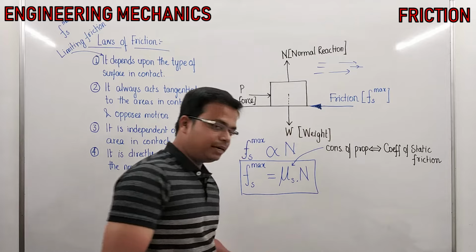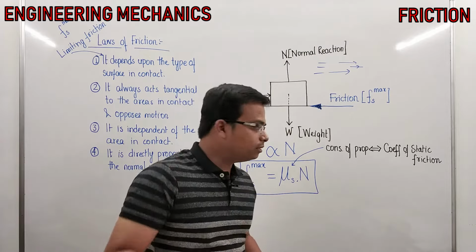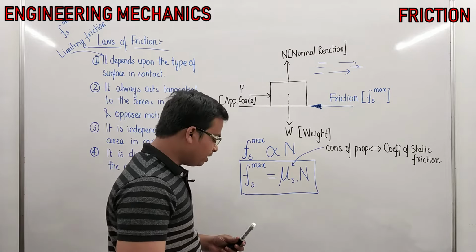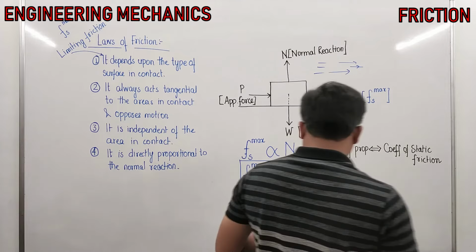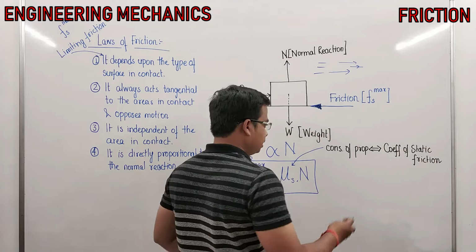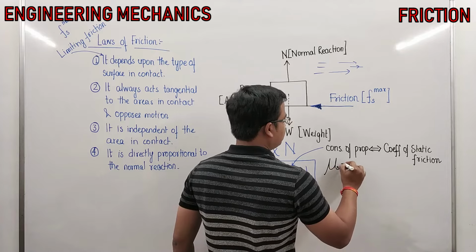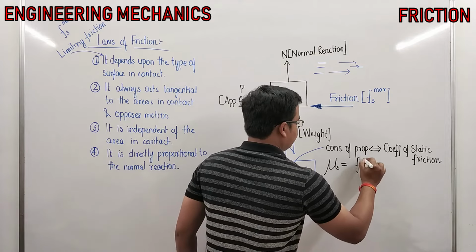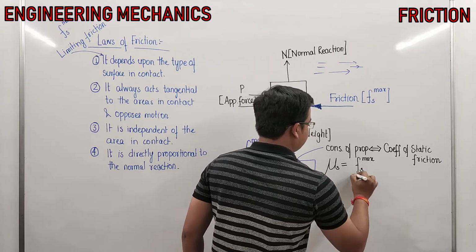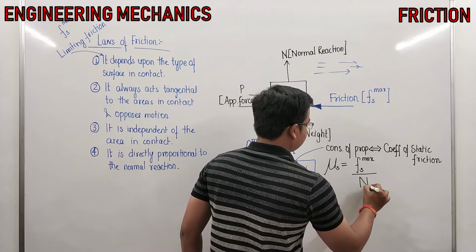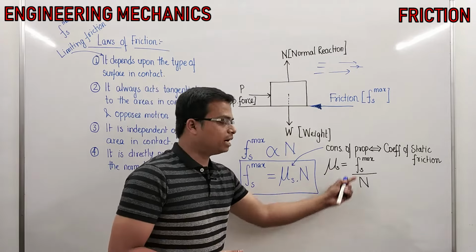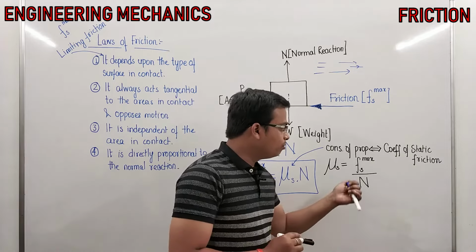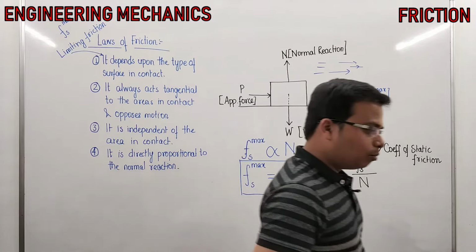Now, some of you might have a question popping up in your minds. If this is static friction, what is dynamic friction? What is kinetic friction? That can also be defined. Let me just write this first. As far as static friction is concerned, let me simplify this. Mu s is the coefficient of static friction, and it can be expressed as the division of the limiting friction, or the maximum value of static friction, with respect to the normal reaction. This is how you can express the coefficient of static friction.